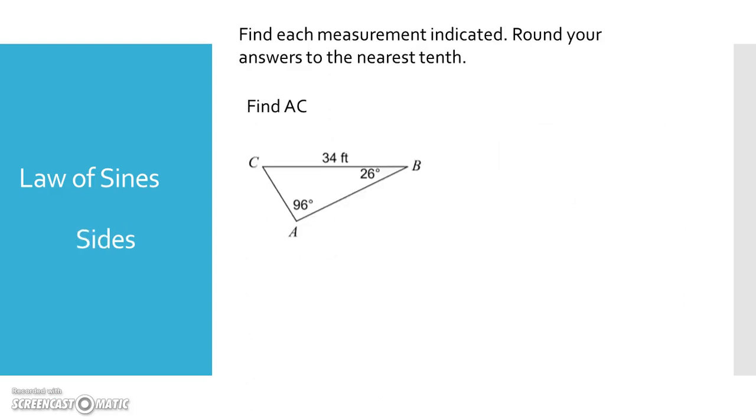Law of sines by sides, we do the same thing. We find our A, our B, and our C. Fill in as much information as we can. We have lowercase a is 34. We don't have lowercase b. We don't have lowercase c. Capital A is 96. Capital B is 26.